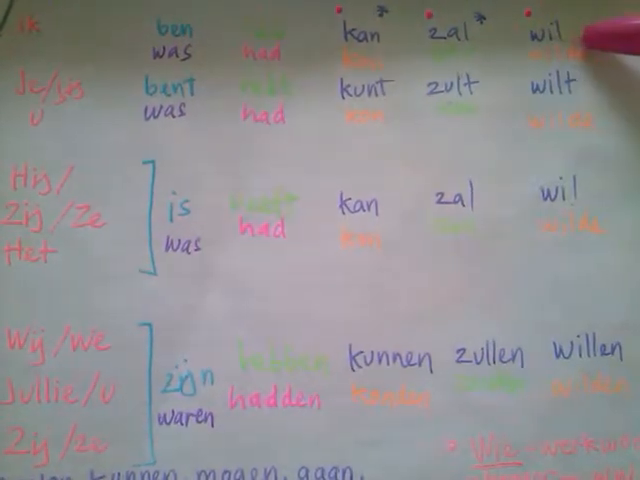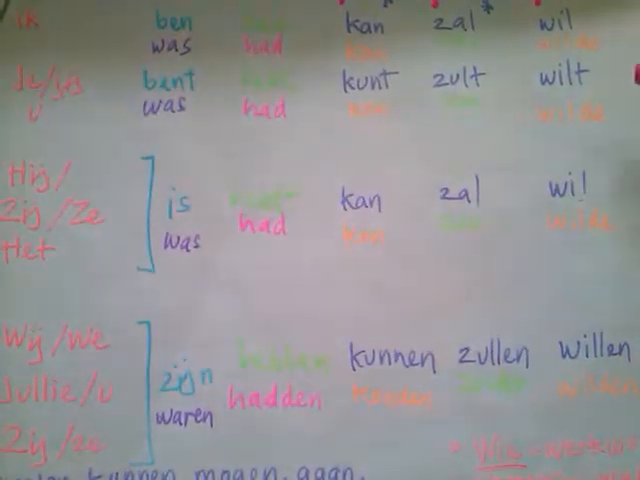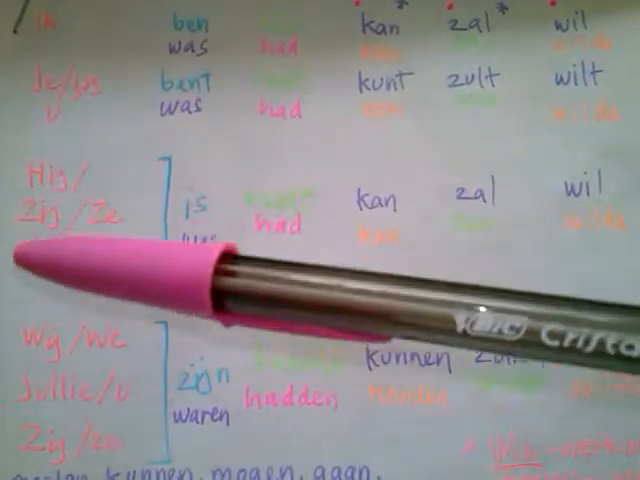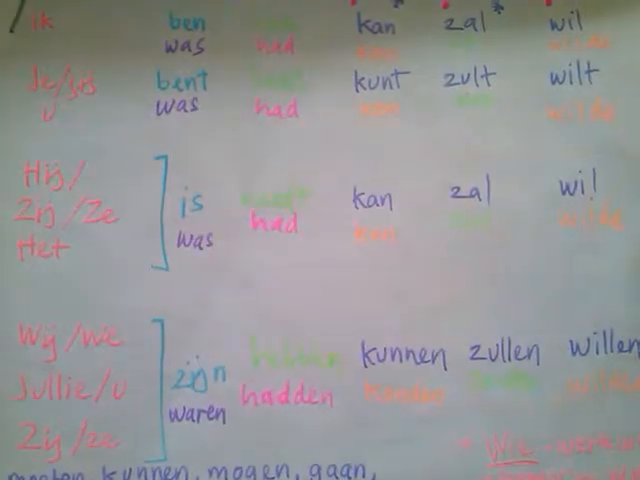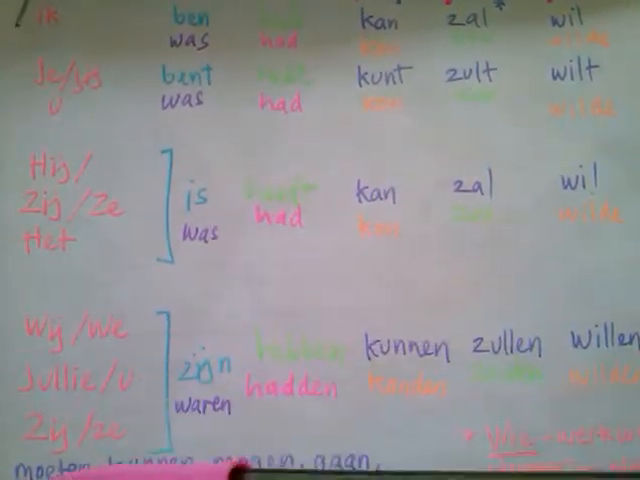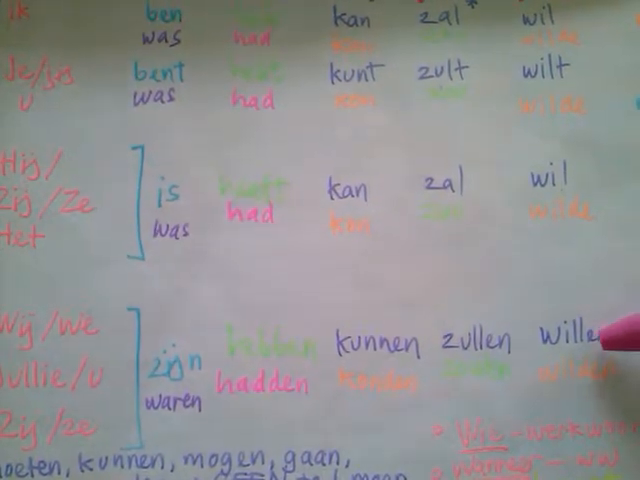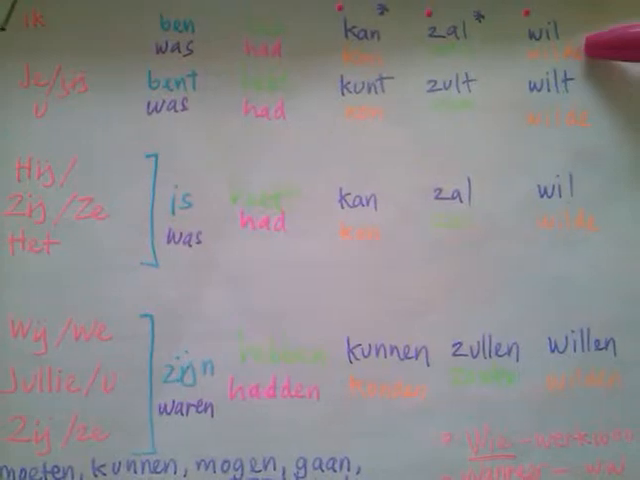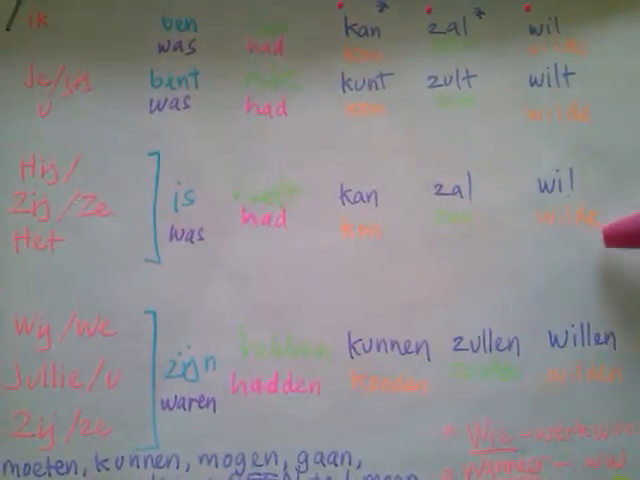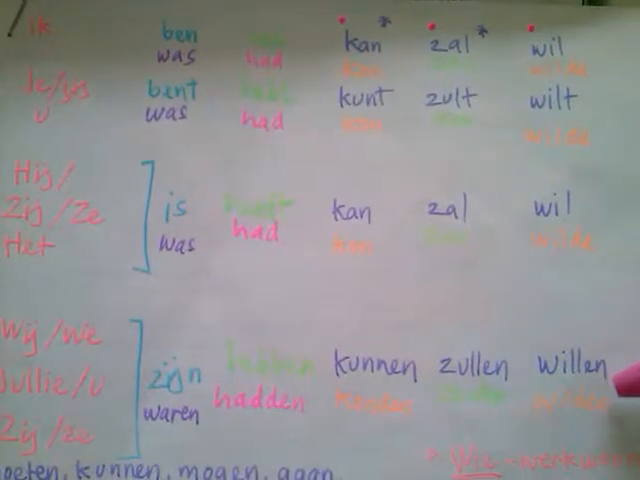Ik wil, jij, u, wilt. Hij, zij, ze, het, wil. Wij, we, jullie, u, zij, ze, willen. And the past is wilde. For more than one person, wilden.